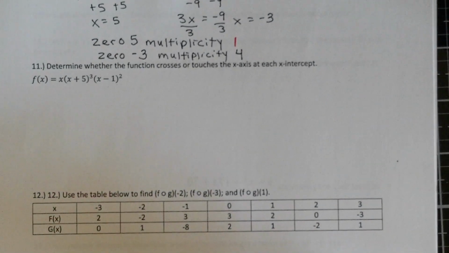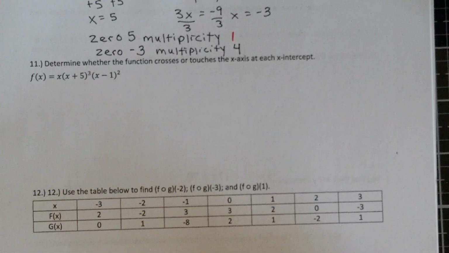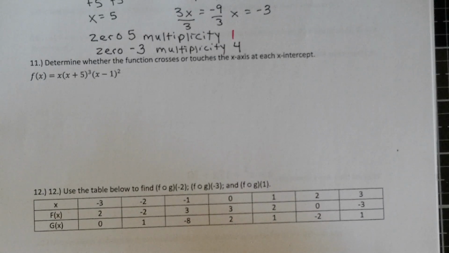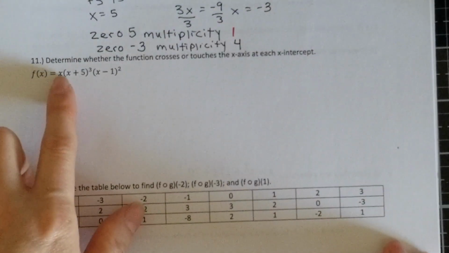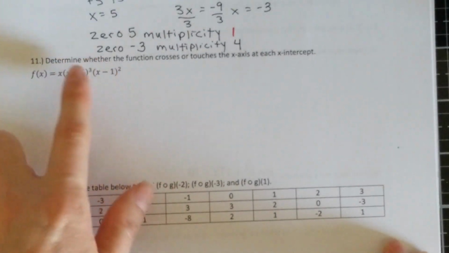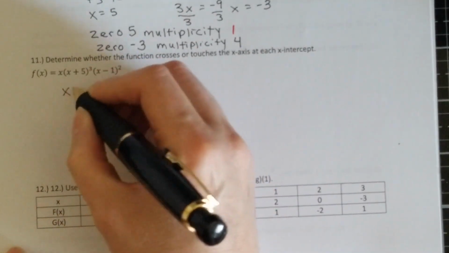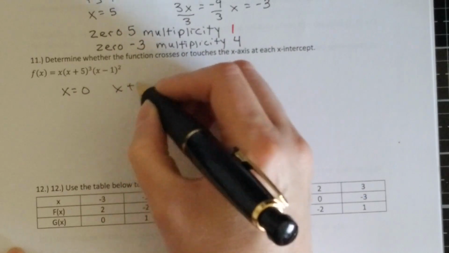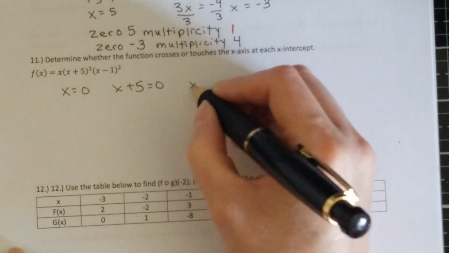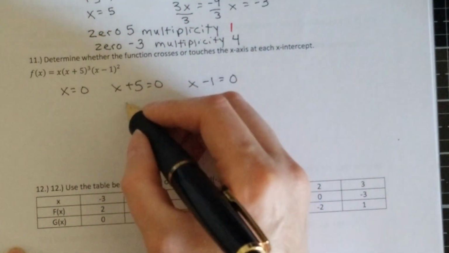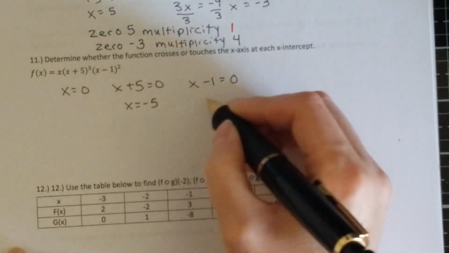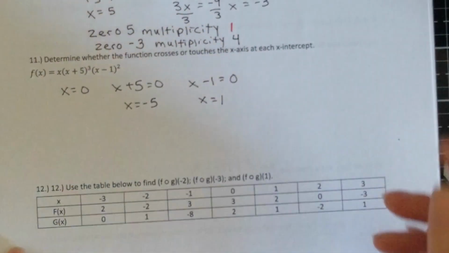All right, number 11, determine whether the function crosses or touches the x-axis at each intercept. So before we even figure that part out, we want to figure out what the intercepts are. So to do that, you're going to set each piece equal to 0. So I have x equals 0, x plus 5 equals 0, x minus 1 equals 0. Okay, this one's already solved. That one will be -5. This one will be 1.